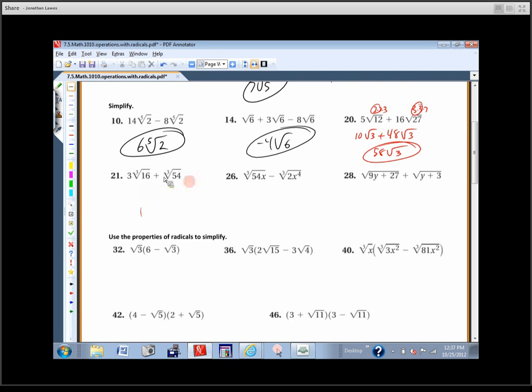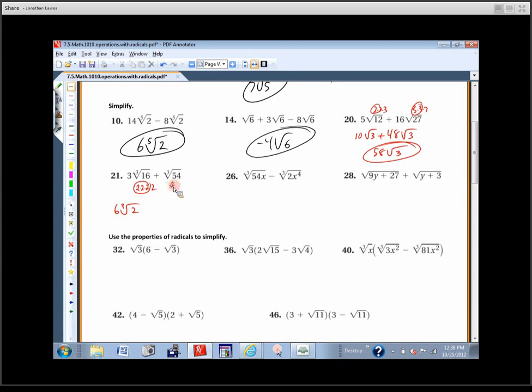Okay, let's check this one. Look at number 21. They're both cube roots, so we might be able to combine these, but let's see what we get when we simplify. Remember, if you've got a 16, that's a 2 times a 2 times a 2 times a 2. Group of 3 2s, so on the outside this is going to be a 6 and then the cube root of 2. Let's see if this ends up being something we can simplify.